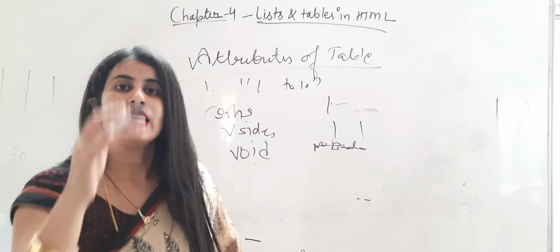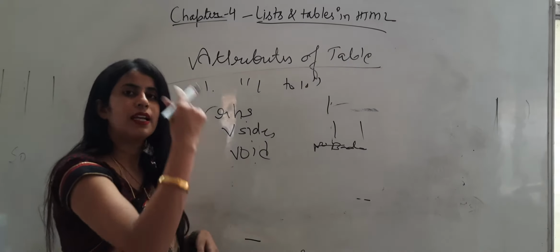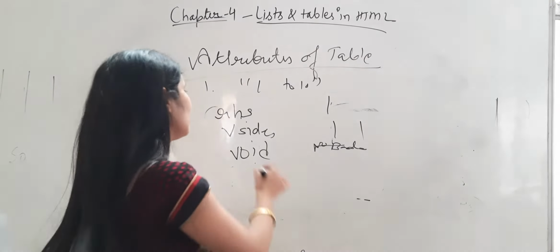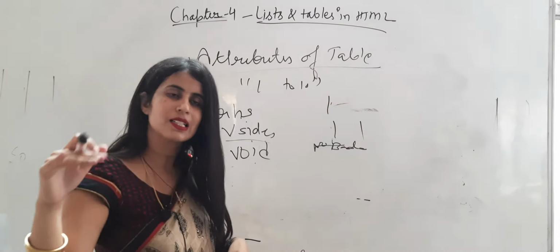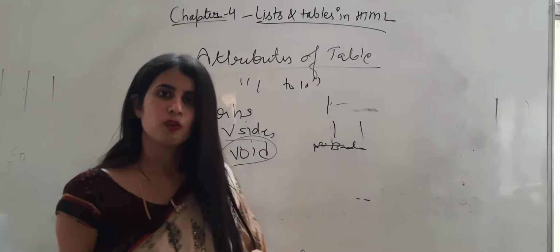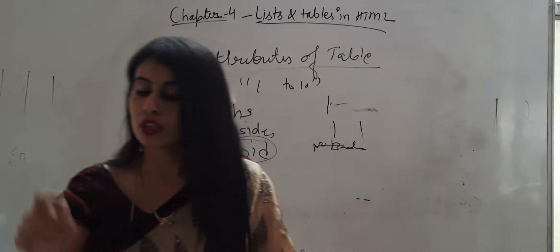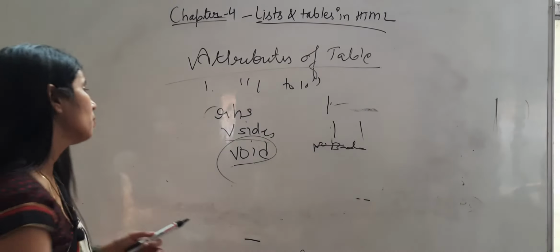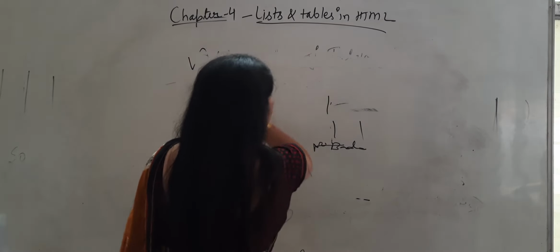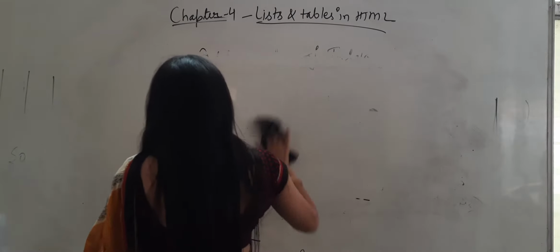Okay. After it, LHS left hand side, RHS right hand side. Then vsides means all the vertical sides it will cover. Void means no border. So these are the attributes of the table. Okay. So these are the essential attributes.